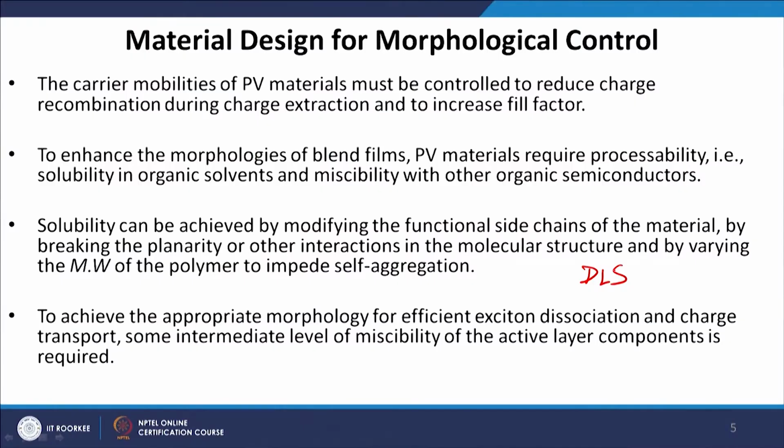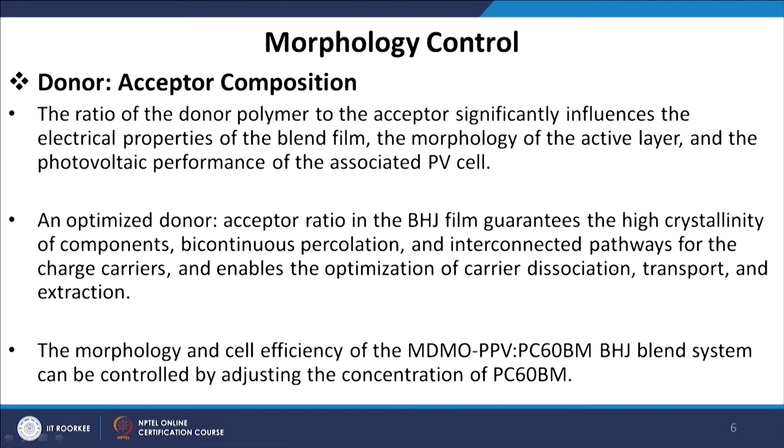To achieve the appropriate morphology for efficient exciton dissociation and charge transport, some intermediate level of miscibility of the active layer components is required. As we mentioned, miscibility with the acceptor is also important. So, not only the donor solubility, but how it mixes with the acceptor actually determines the phase separation. The donor acceptor composition, the ratio of the donor polymer to the acceptor, significantly influences the electrical properties of the blend film, the morphology of the active layer, and the photovoltaic performance of the associated cell.